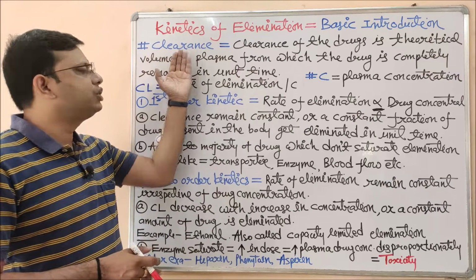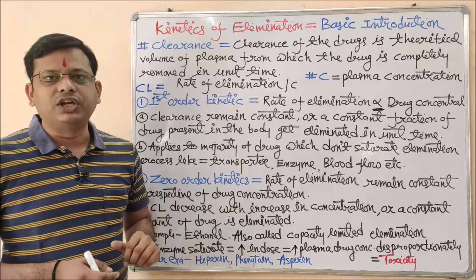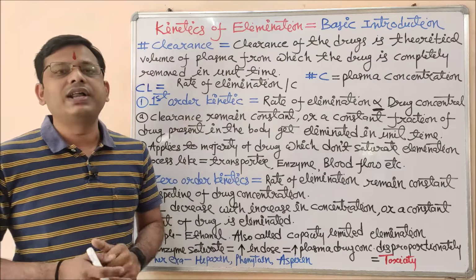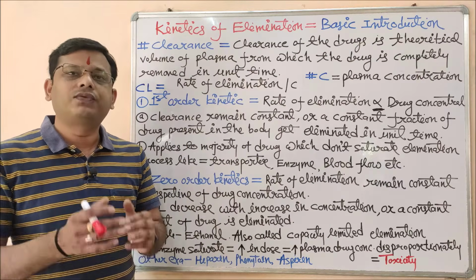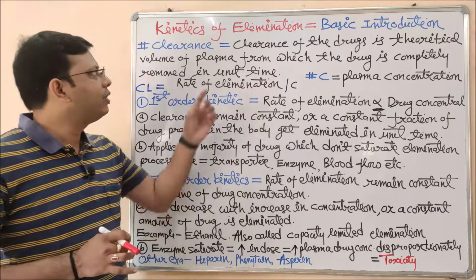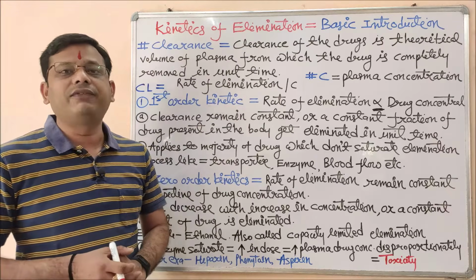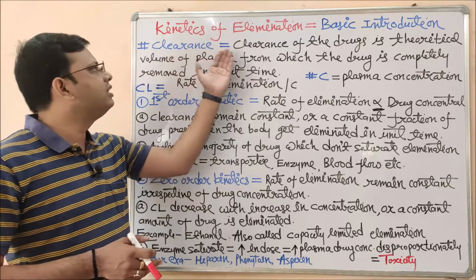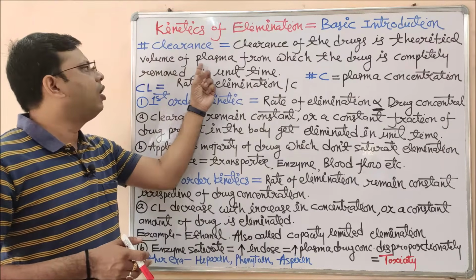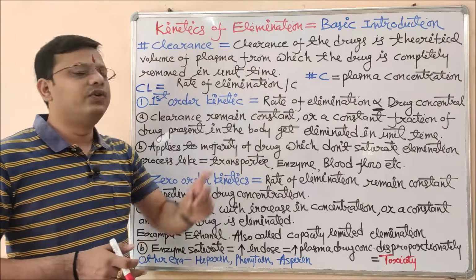So as per the definition, we should understand the meaning of clearance. Clearance is not exactly elimination. Clearance is representing the removal of drug from the plasma, whereas elimination represents removal of drug from the body, but these two terms are not exactly the same as they look. So what is the meaning and definition of clearance? As per the definition from K.D. Tripathi, clearance of the drug is the theoretical volume of plasma from which the drug is completely removed in a unit time.